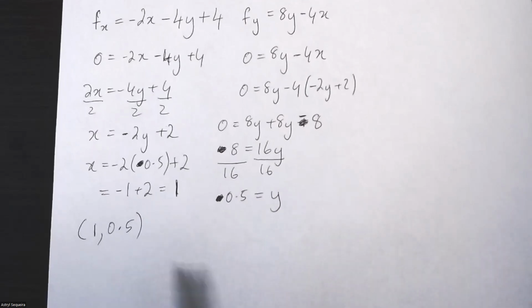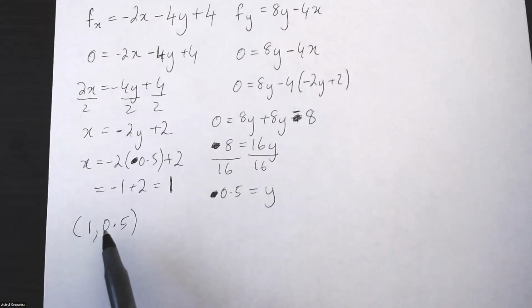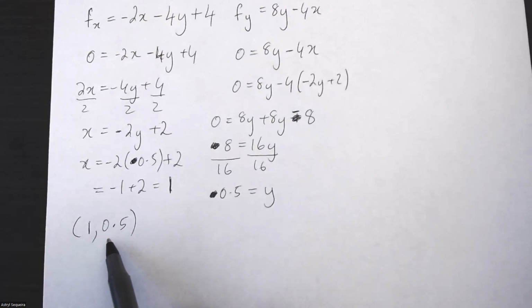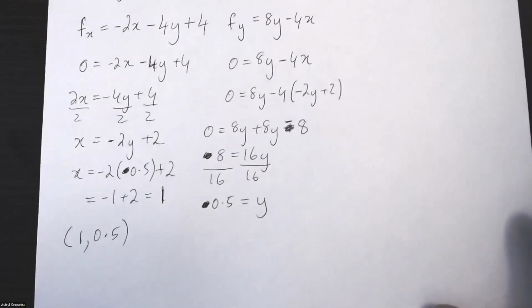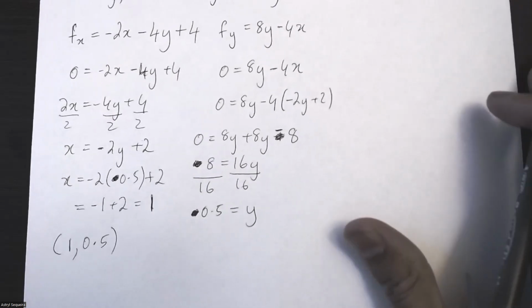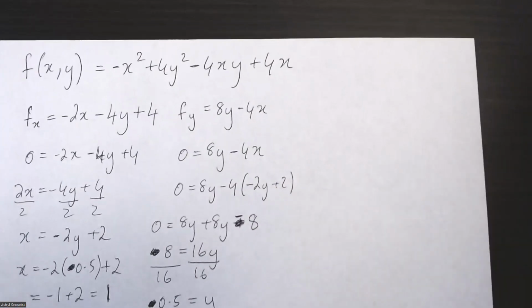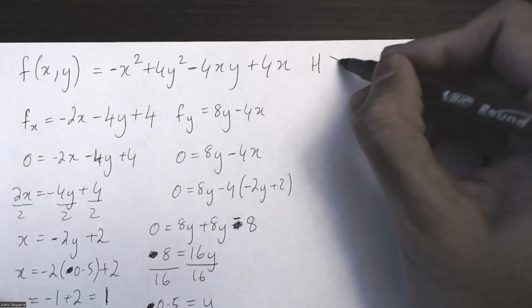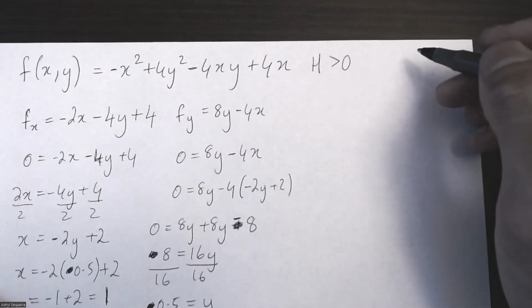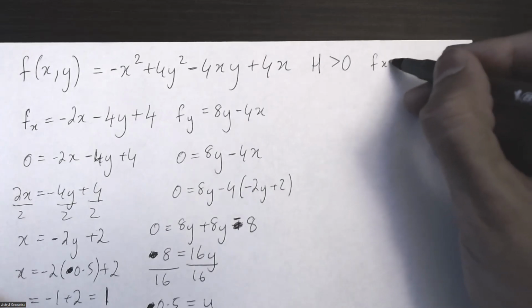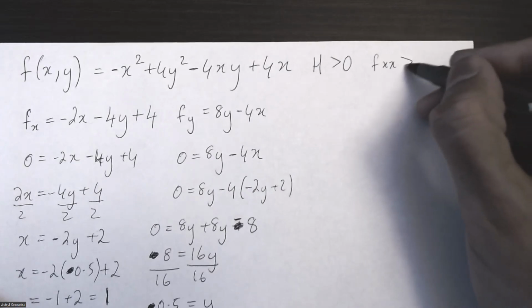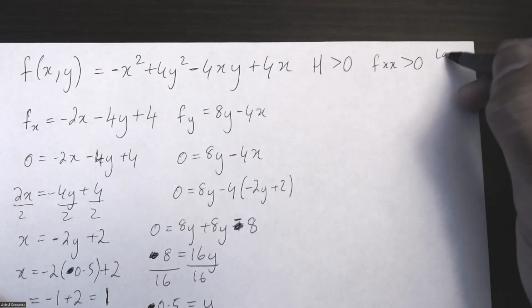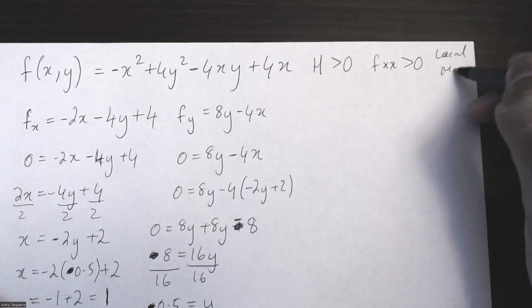Now, in order to classify this critical point as a maximum, minimum, or a saddle point, I need to find something called the Hessian, which is derived from the Hessian matrix. I'm going to explain that over here. We have three cases for the Hessian. The first case is if H, which is your Hessian, I'll explain how to calculate that in a second, is greater than 0, and fxx, which we're going to find as well in a second, is also greater than 0, this means we have a local maximum.